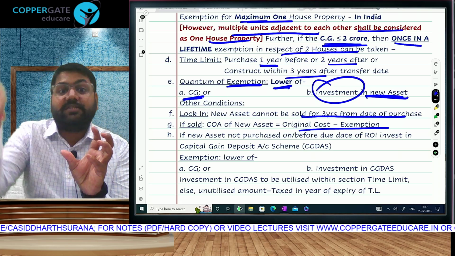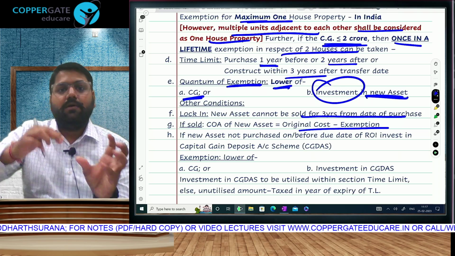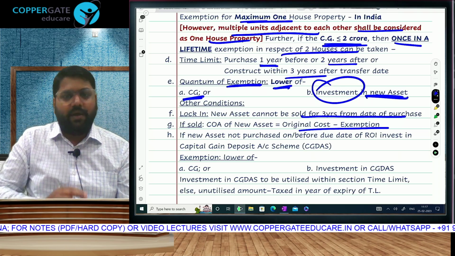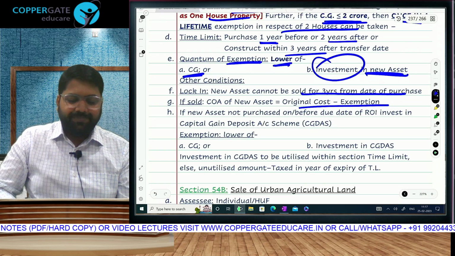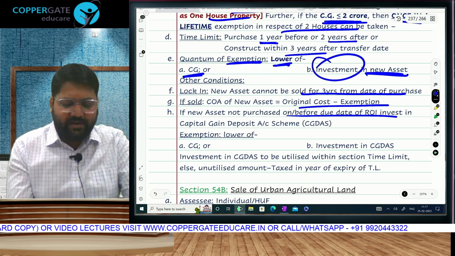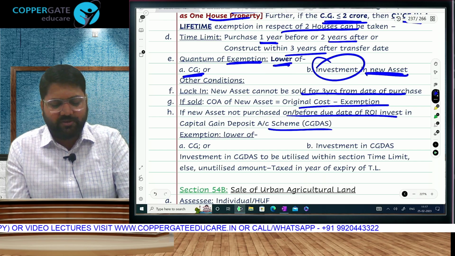The gain of the new asset will include the exemption that you took on the old asset and the gain that you have earned on the new asset. And if you don't want to purchase the new asset, then up to the due date of return filing, you can simply invest money in the capital gain deposit account scheme.